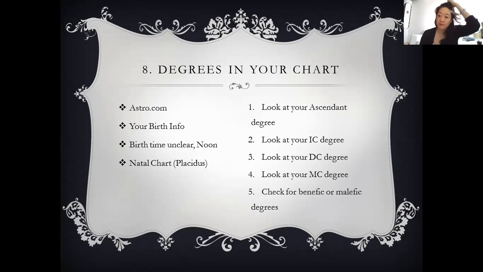With all the degrees happening, it really gives you a lot of information, and you can really pinpoint a lot of things. So you want to check for benefic degrees like the second degree, the fifth degree, the 29th degree. And then you want to check for your malefic degrees, like the 18th degree, your 11th or 23rd degree. Just check for those, and see where it's happening in your chart.